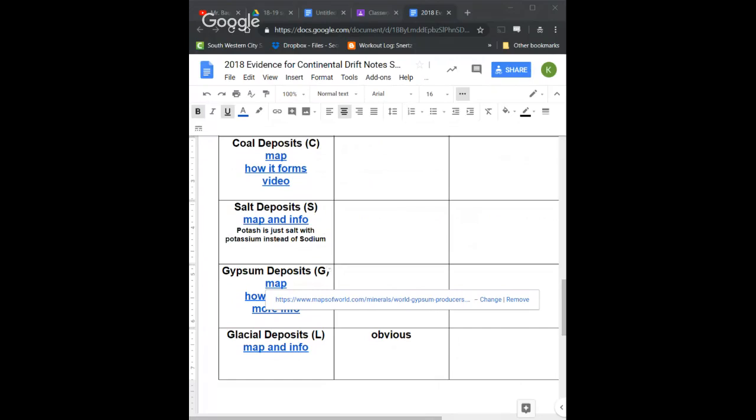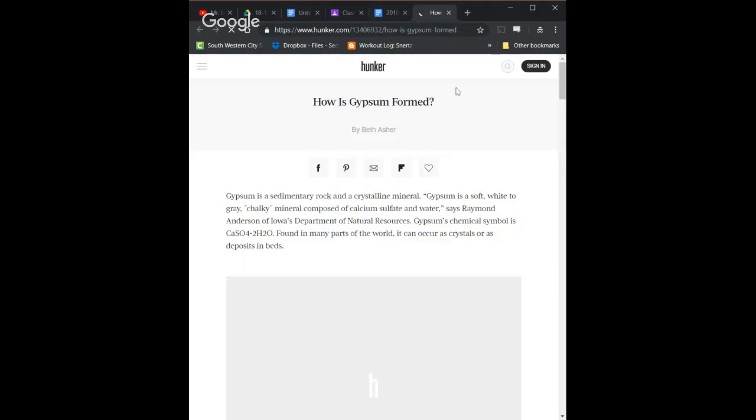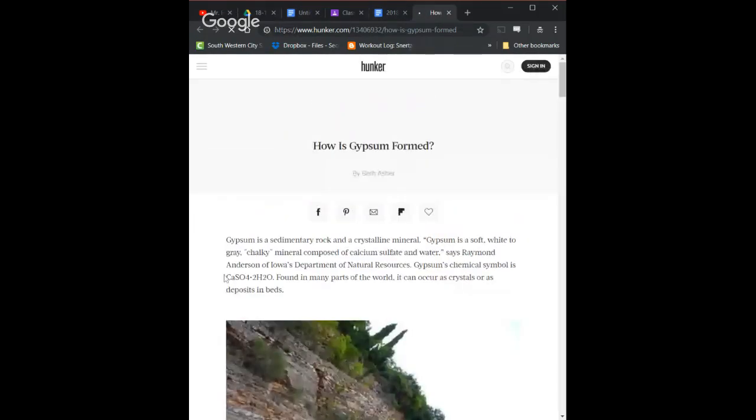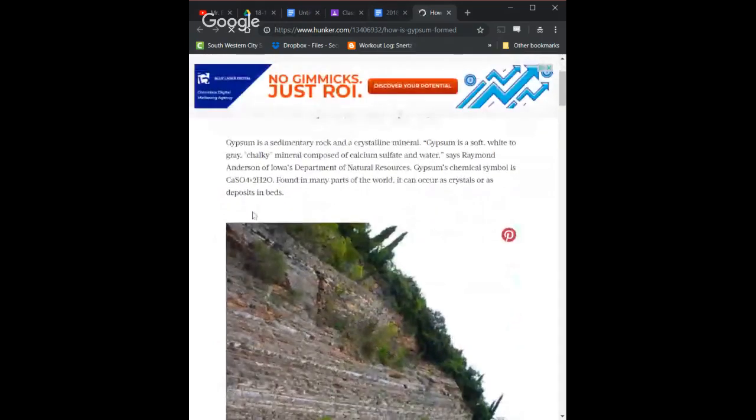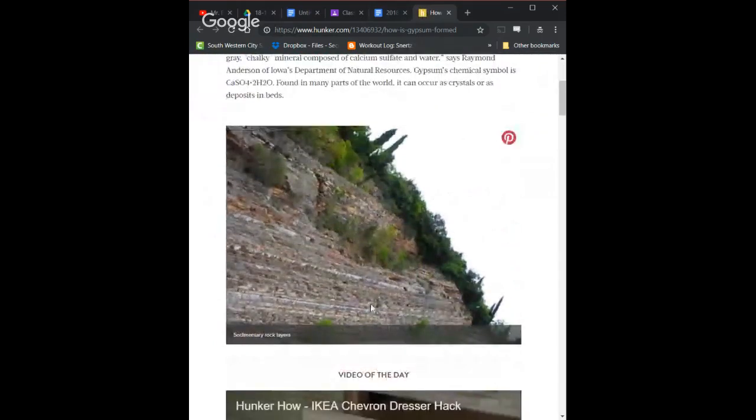So yeah, I didn't repeat how it forms because you can find it. I'll click on that link just to double check that it works, and if it's really not showing you what I want, then we'll talk. Okay, so gypsum occurs as crystals or as deposits in beds. So here's some layers of sedimentary rock. One of these layers could be gypsum.